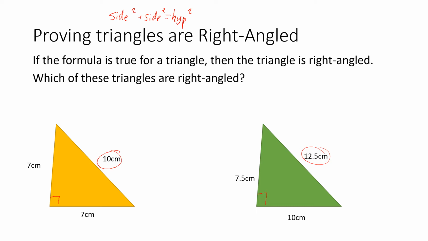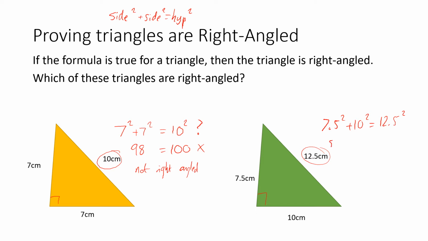Well, in this first one, side squared, so that's 7 squared, plus other side squared, 7 squared, and we're going to say, is that equal to 10 squared? Well, this side is 98, this side is 100. It's not true, so we can say this is not right angled. The other triangle, well, again, let's try it. So let's see if 7.5 squared plus 10 squared is equal to 12.5 squared. That's 56.25 plus 100, and 12.5 squared is 156.25, and that works. So this is right angled.